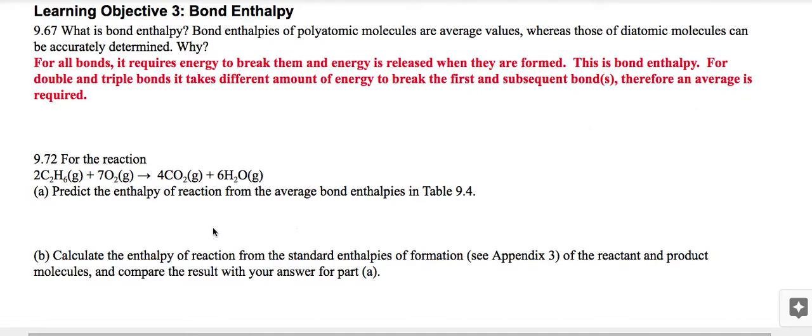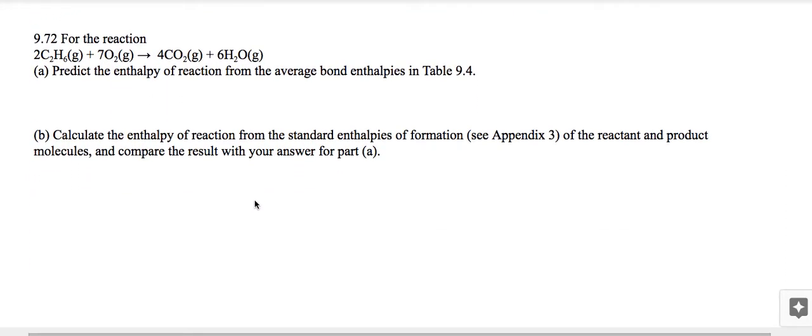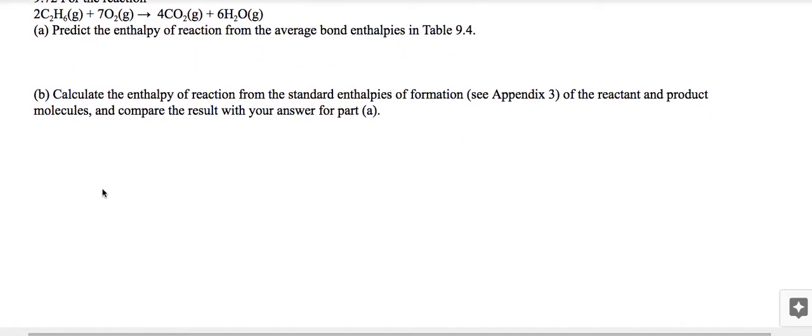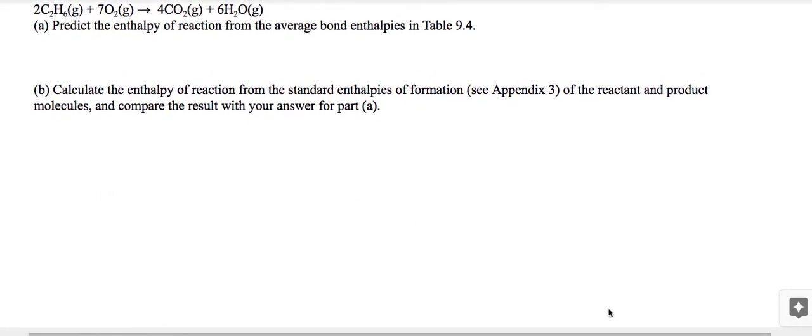So we have number 972. And I actually didn't do this one here. You can do this one if you want. But the actual work for this is somewhat involved. The first thing that we have to do is write out the Lewis structures.